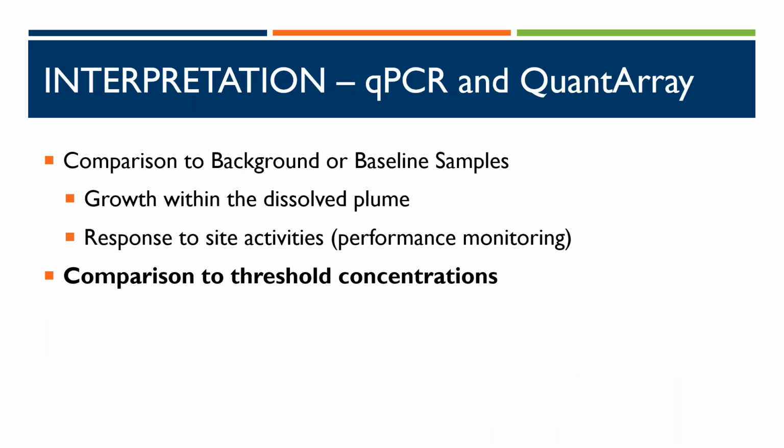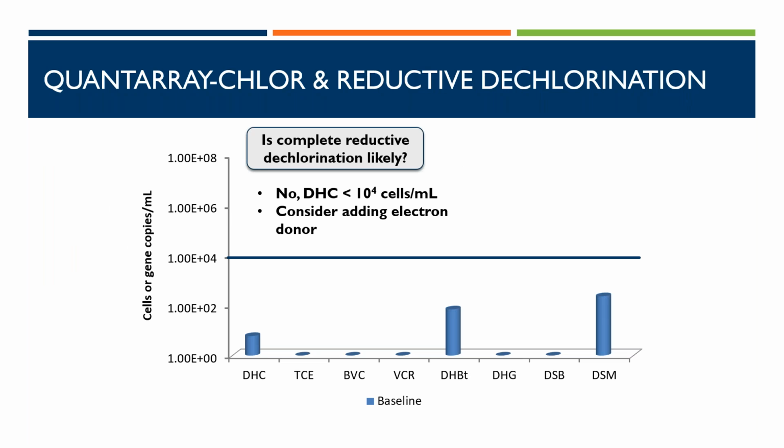Another interpretation strategy is to compare our qPCR results to threshold concentrations, which have been determined for a particular organism or gene. And this is particularly important with Dehalococcoides. Dehalococcoides is known to completely dechlorinate chlorinated solvents. However, low concentrations of the organism will likely not yield the degradation effects that we hope to see. And this is an example of a portion of the QuantArray-Chlor data related to reductive dechlorination.